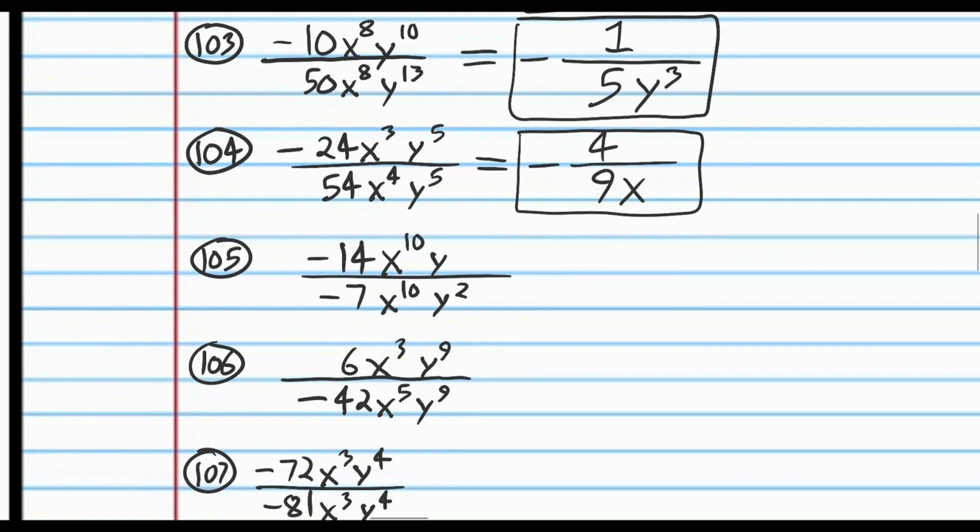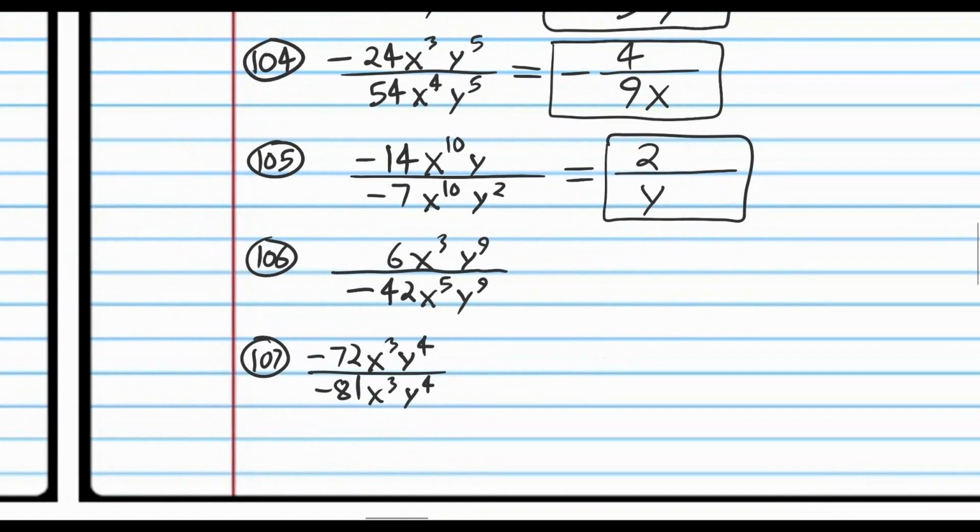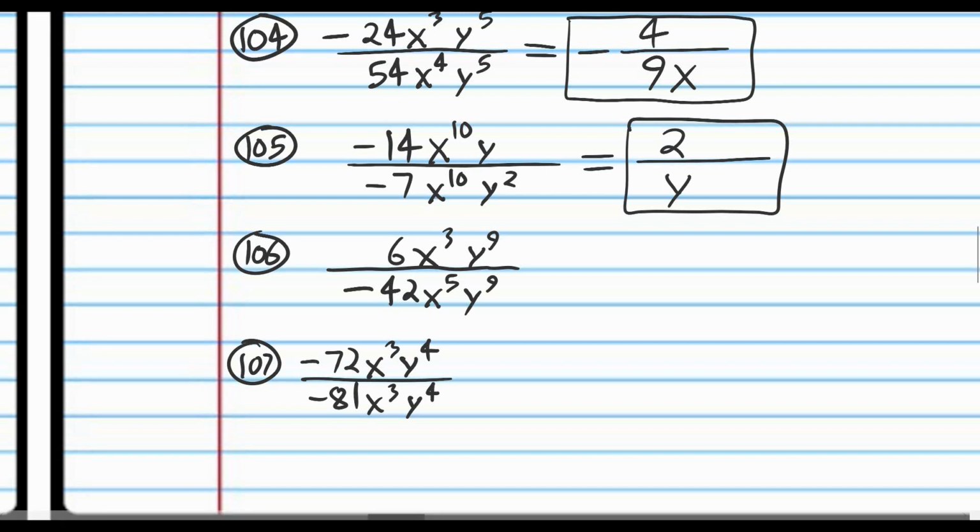All right, so on to the next one. A negative divided by a negative is a positive. 14 divided by 7 is 2. And those x's just cancel out because they have the same power. And you have one of the y's in the bottom. So if you got that answer, good job. Try number 106, and when you come back, we'll do it together.